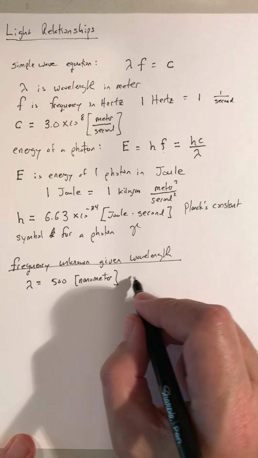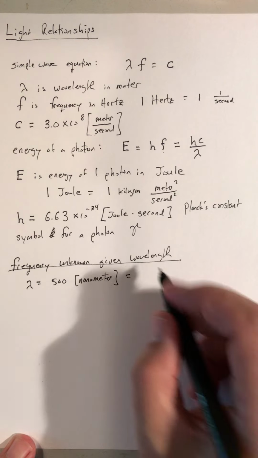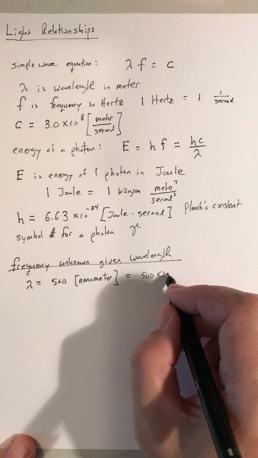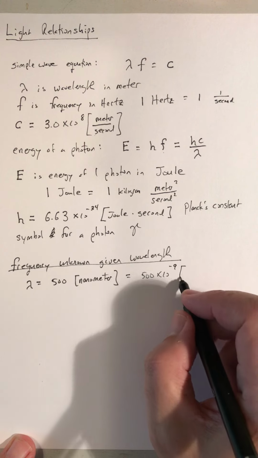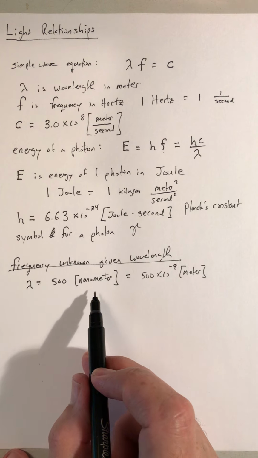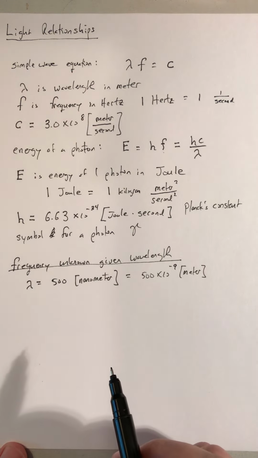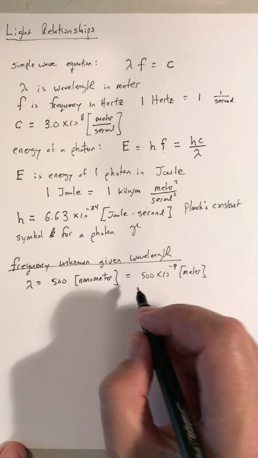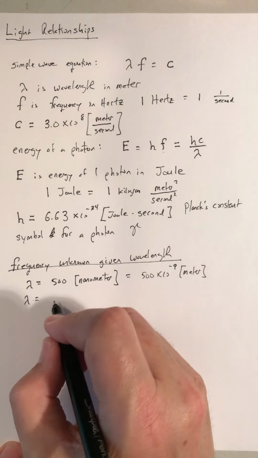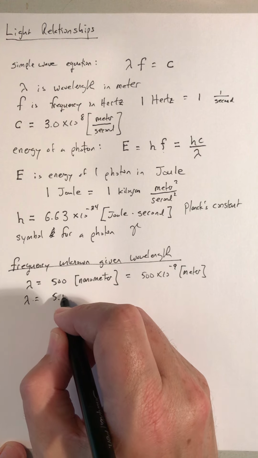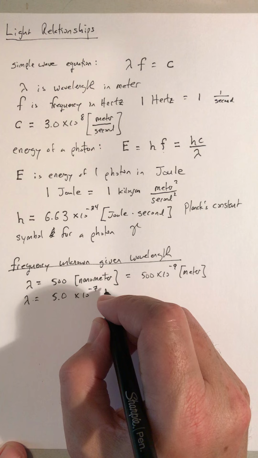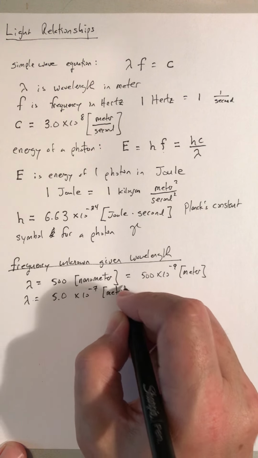So 500 nanometers is 500 times 10 to the minus 9th meters, because there are a billion nanometers in 1 meter. And that is going to work out to be, if we write it in our normal scientific notation form, 5.0 times 10 to the minus 7 meters.